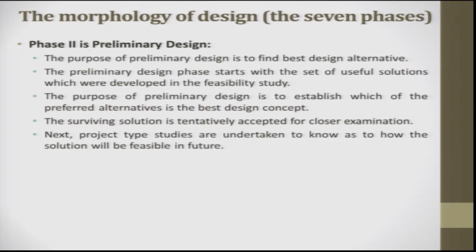So, phase 2 is the preliminary design. We studied phase 1, which is the feasibility study. Then what we do is a preliminary study. The purpose of this preliminary study is to find the best design alternatives. The preliminary design phase starts with a set of useful solutions which were developed in the feasibility study. So, we look at the alternative solutions, put them all in front of us, and then look at, okay, what can we do?